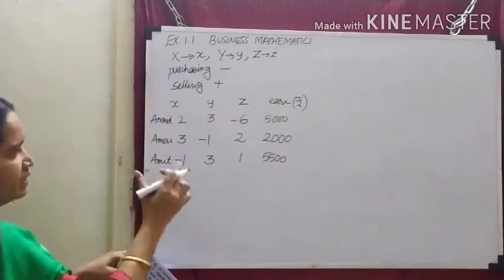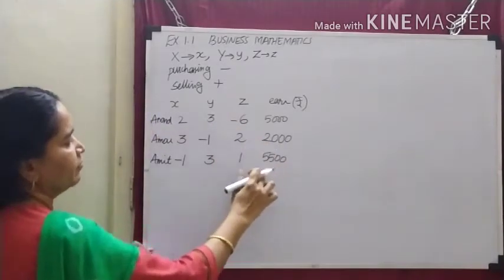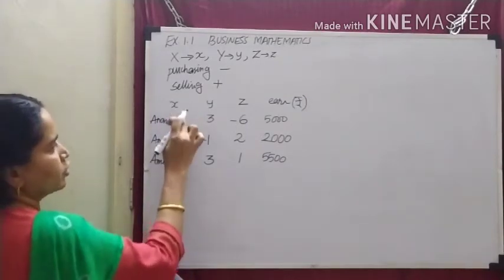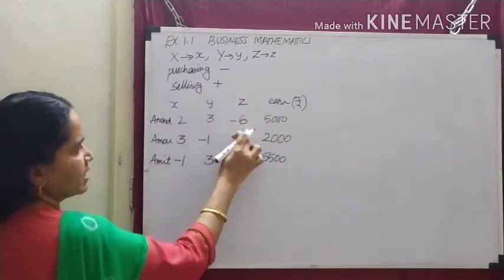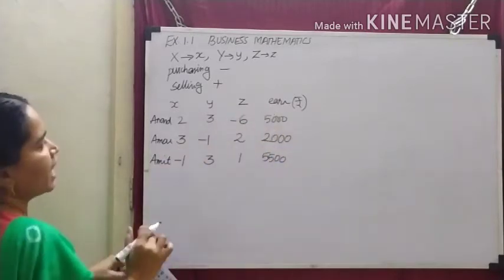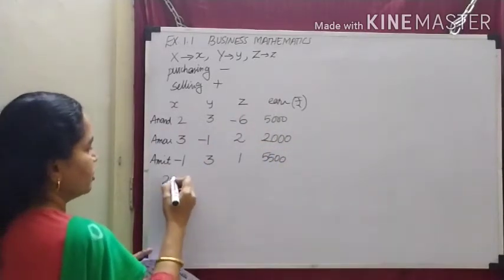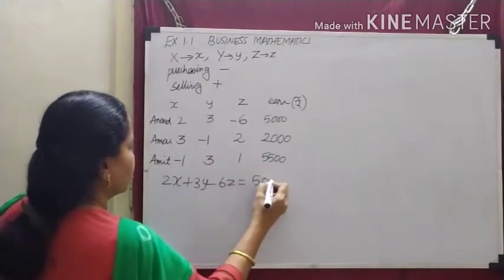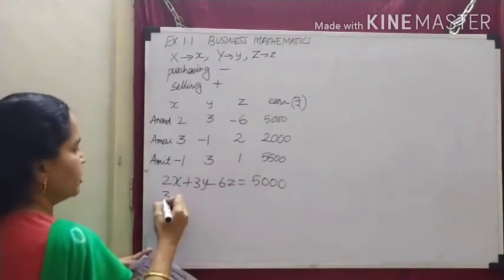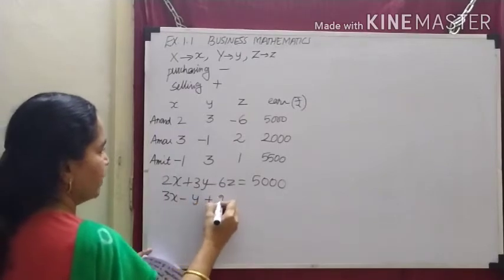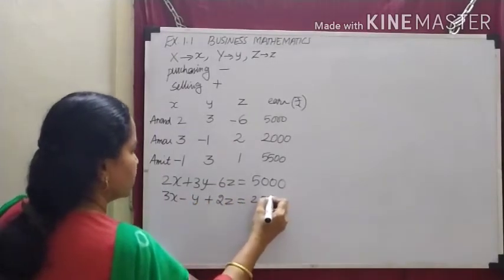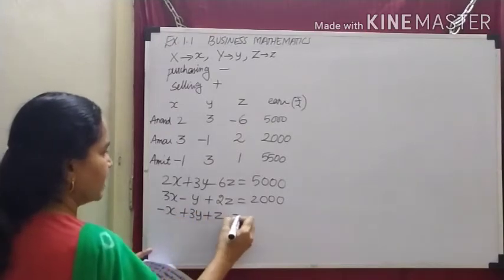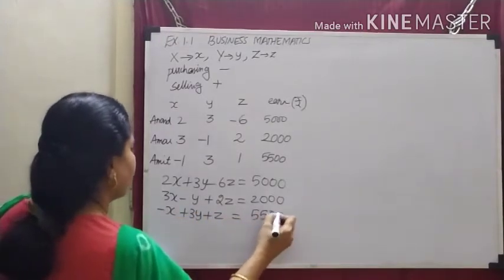So when we read the word problem, first identify it as equations. Let us frame the equation. So this is X, Y and Z and this earnings I will put in the RHS. So what is the equation? 2x plus 3y minus 6z is equal to 5,000. Second equation, 3x minus y plus 2z is equal to 2,000. Third equation, minus x plus 3y plus z is equal to 5,500.